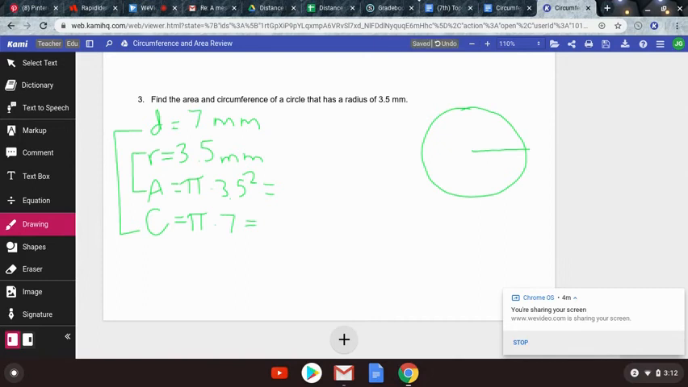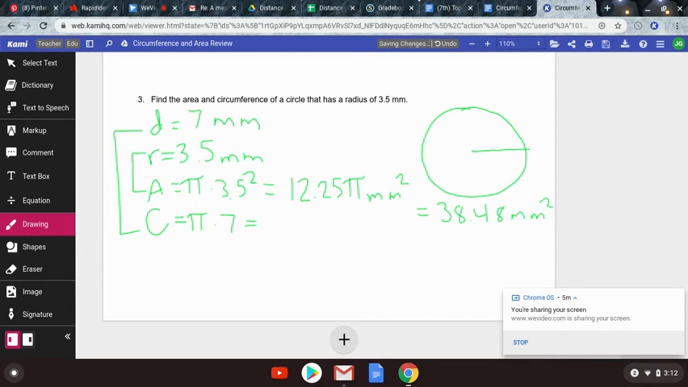If I wanted my exact answers, then I just take care of the numerical part. So 3.5 times 3.5 is 12.25 pi millimeters squared. That's my exact answer. If I want that as a rounded decimal, 12.25 times pi on my calculator, I get 38.48 millimeters squared.